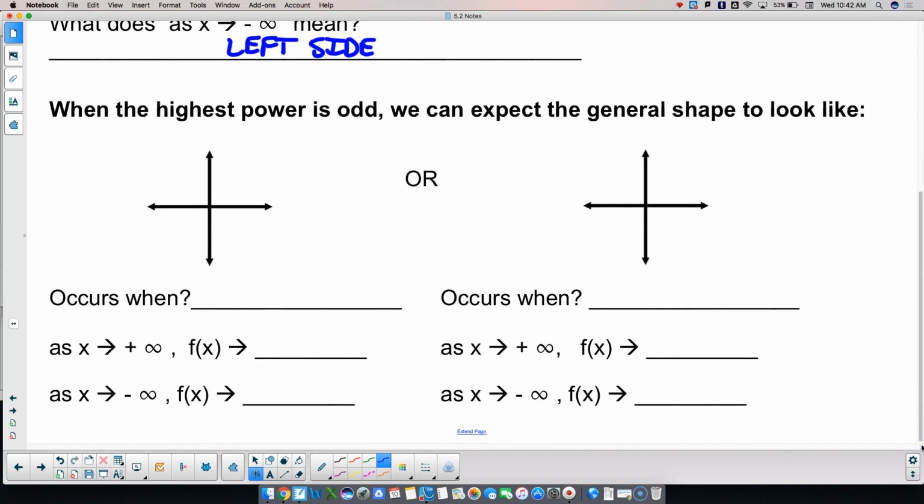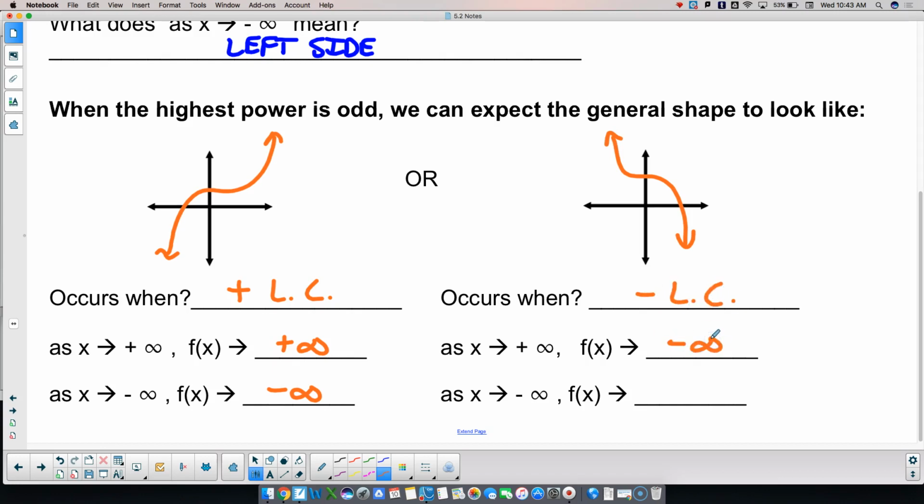You have this written down already. If it's odd with a positive lead coefficient, that one goes to positive infinity, that one goes to negative infinity. If it's odd degree with a negative lead coefficient, as we go to the right, it goes down to negative infinity. As we go to the left, it goes up to positive infinity. But again, you have all of that written down already.